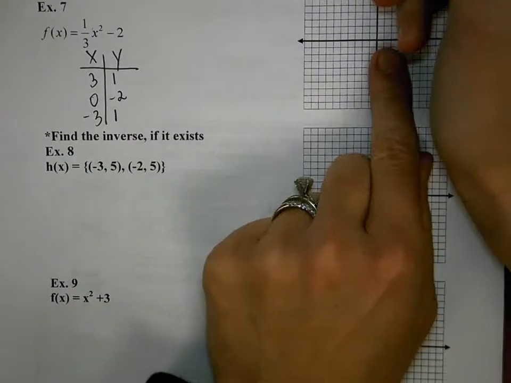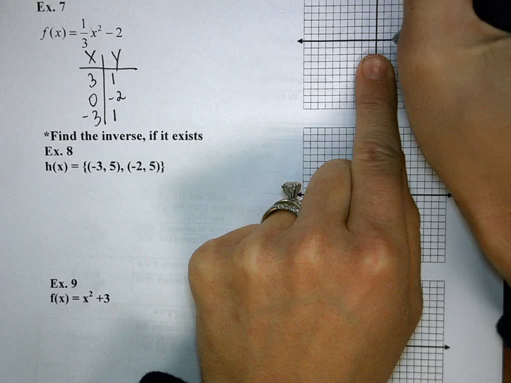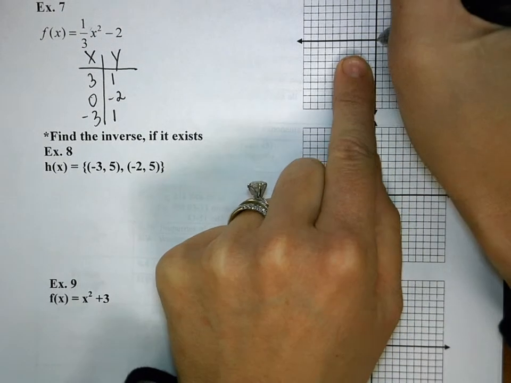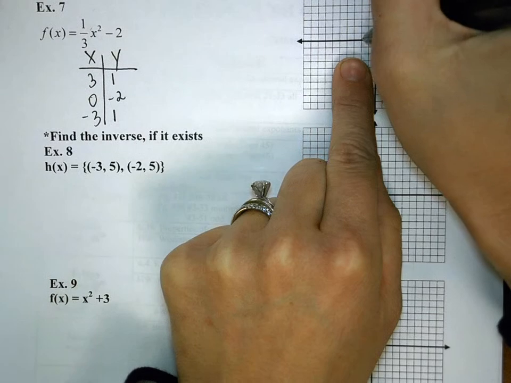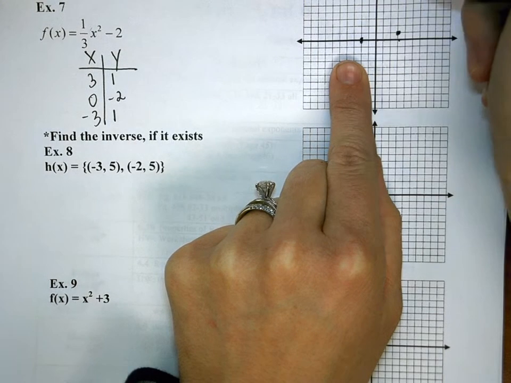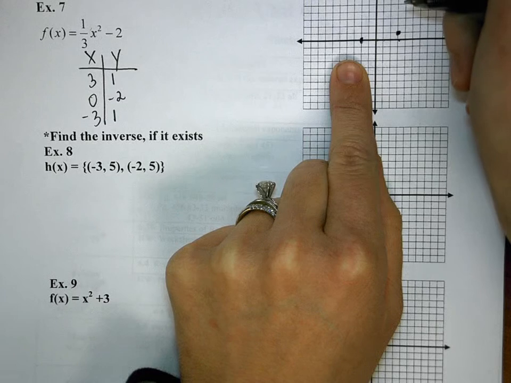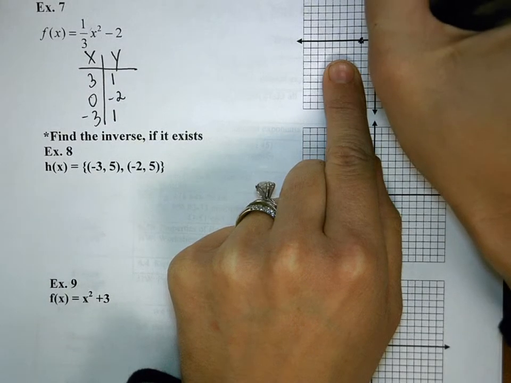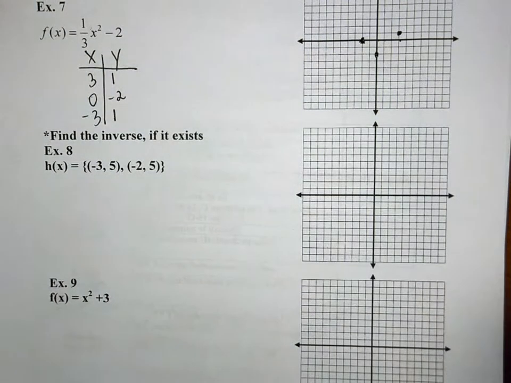So we graph our original function. We go right 3, up 1. We have 0 and then negative 2. 0, negative 2. There we go. And then negative 3, up 1.